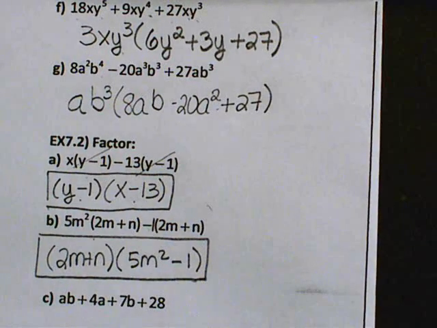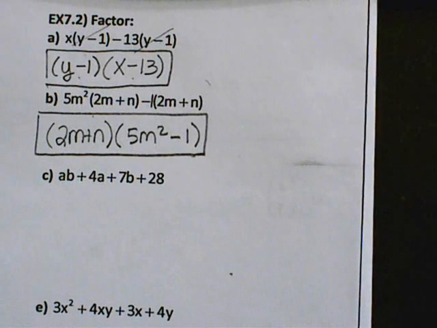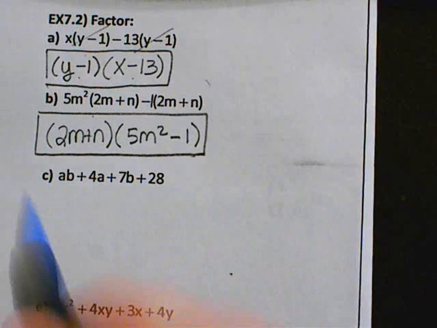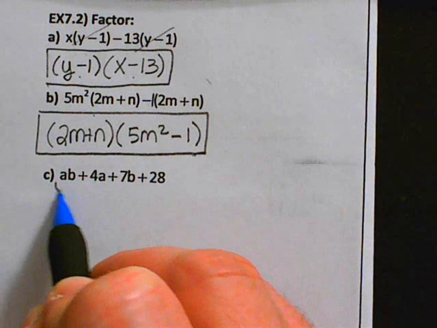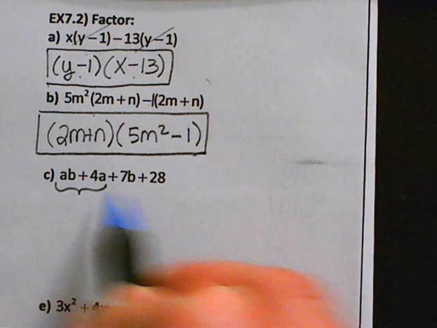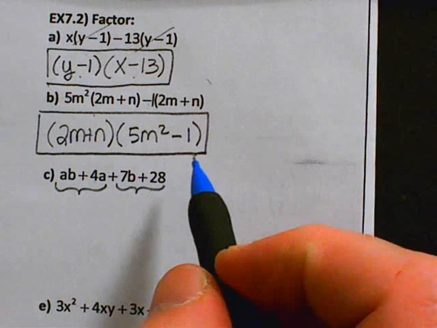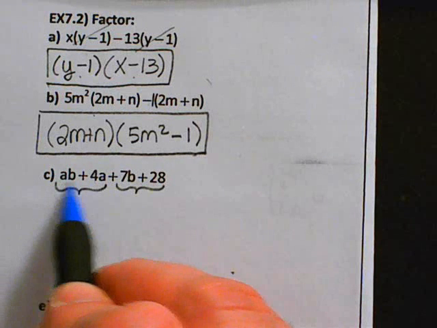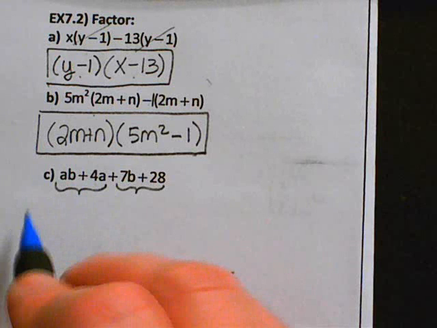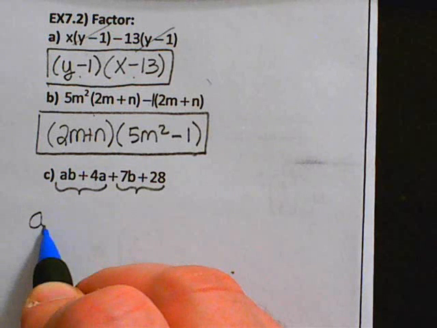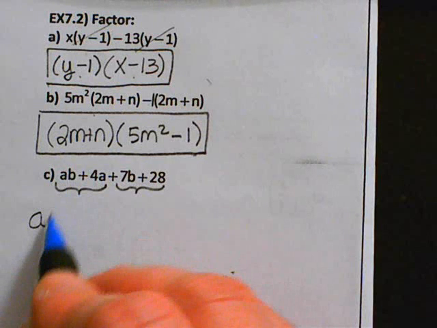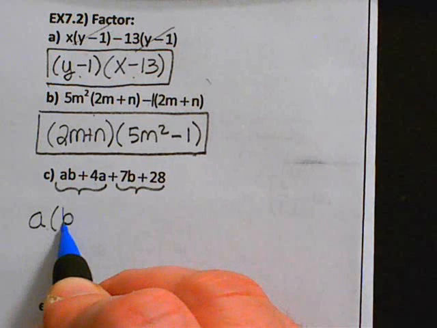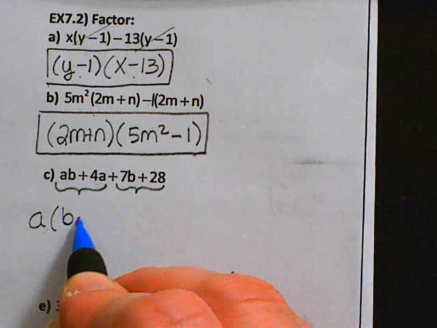I asked myself, can I factor anything from all 4 terms? And the answer is no. So here's what we're going to learn today. We're going to learn something called grouping. We're going to group this into pairs, and we're going to focus our attention on the first pair. We're going to ask ourselves, what can I factor from the first 2 terms? Well, I can factor out an a. And if I factor out an a, ab divided by a is b. 4a divided by a is 4. Okay, so I'm done with the first 2.